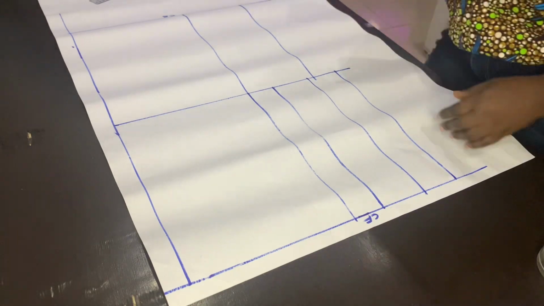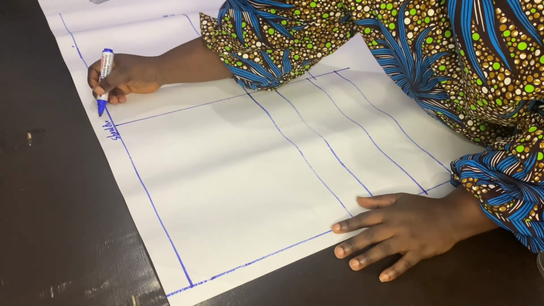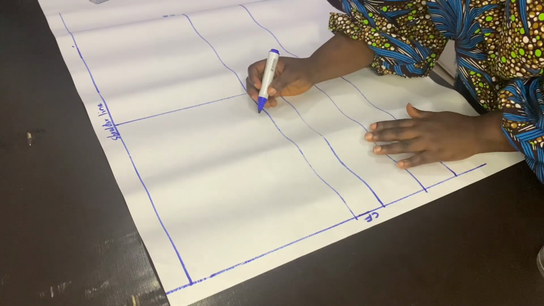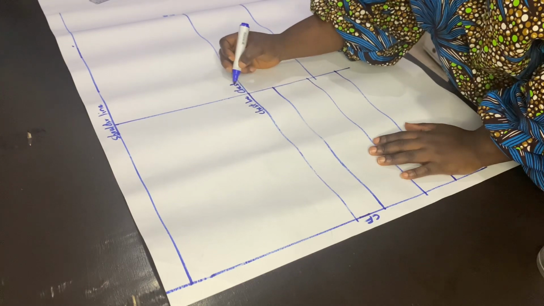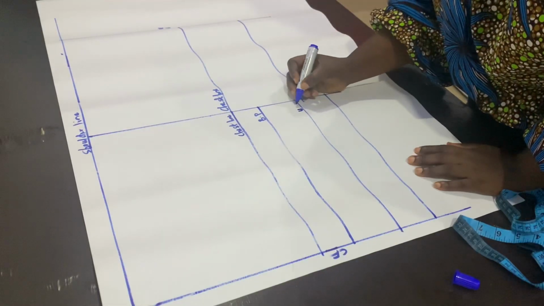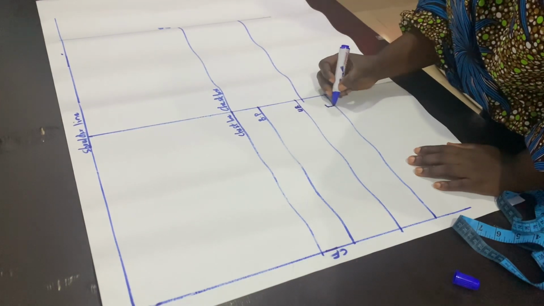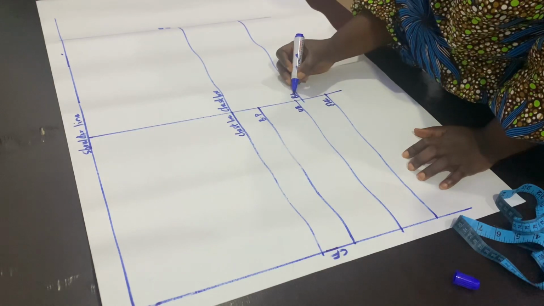Then we are going to label our lines. The first one is the shoulder line. Then our chest line. To get your chest line, you divide your armhole by 2. The next thing is our bust point. Next point on the bust. Then our front waist length. Then our back waist length.